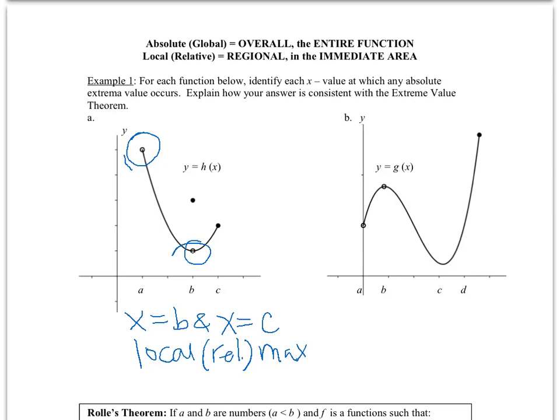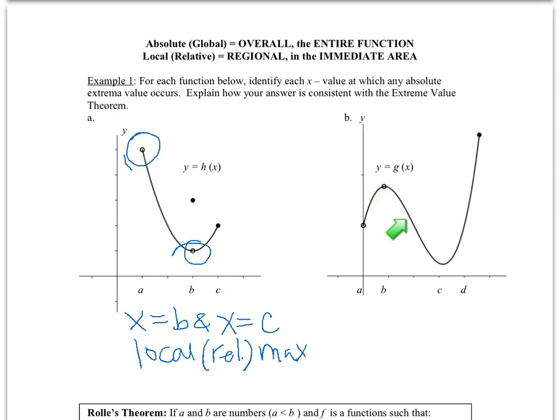Now take a look at part B. Part B, again, in order for the extreme value theorem to hold, it's got to be continuous on a closed interval. And again, we've got an endpoint that's open, and we also have a discontinuity. So as you follow along this function, moving from left to right, there's no minimum value here because it would be infinitesimally close to A. So we're moving up. There would be a maximum here, but there's no point, so there's no max.